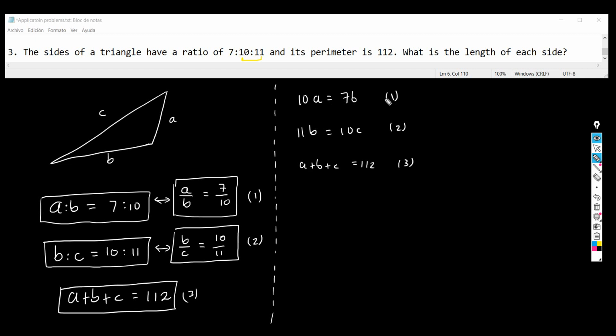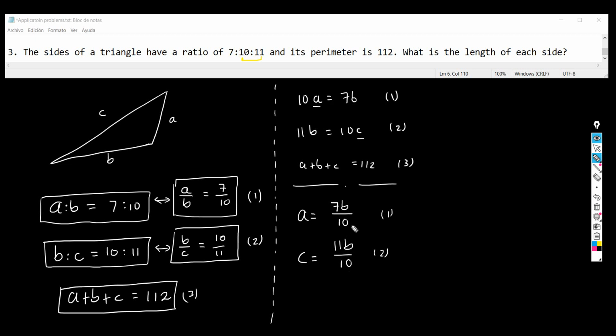I'm gonna isolate from equation 1, I'm gonna isolate a, and from equation 2, I'm gonna isolate c. Okay, I'm gonna do that first. I'm gonna isolate my variable a from this equation, and I'm gonna get that a is equal to 7b over 10. So I have isolated a in terms of b from equation number 1. I'm gonna do the same in equation number 2. I'm gonna isolate the variable c in terms of b. So I'm gonna get that c equals 11b over 10. You see, I have isolated c in terms of b.